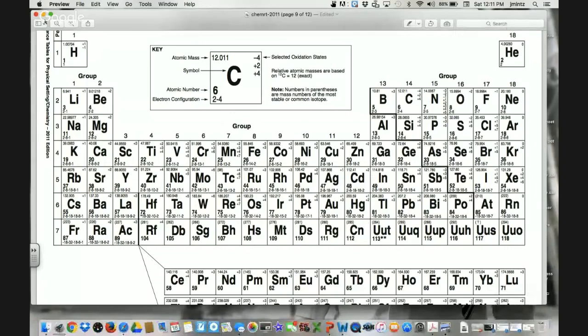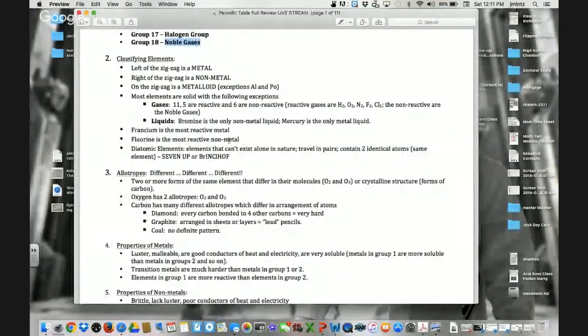All right, let's go back. Most elements are solid with the following exceptions. Gases: there are 11 gases on the table, 5 are reactive and 6 are non-reactive. Reactive gases include hydrogen, oxygen, nitrogen, fluorine, and chlorine. The non-reactives are the noble gases, group 18. I'm not really going to ask you about the reactivity of these, but just know that these are the gases.